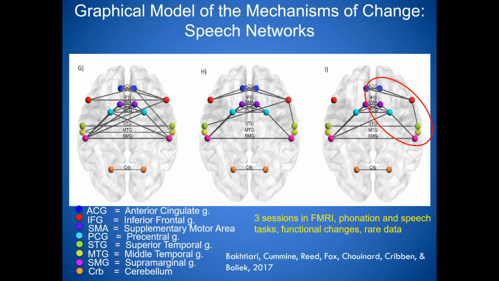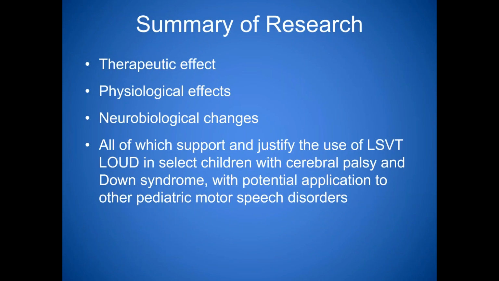Next slide. So to summarize the research end of things, we do indeed see a therapeutic effect following LSVT LOUD in both children with cerebral palsy and motor speech disorders and those with Down syndrome. We also see physiological effects in the direction of improved biomechanical efficiency, and we see neurobiological changes both in the structure of the brain as well as the function. All of these data together support and justify the use of LSVT LOUD in selected children with cerebral palsy and Down syndrome. And we have started to think about potential applications to other pediatric motor speech disorders as well. Next slide.